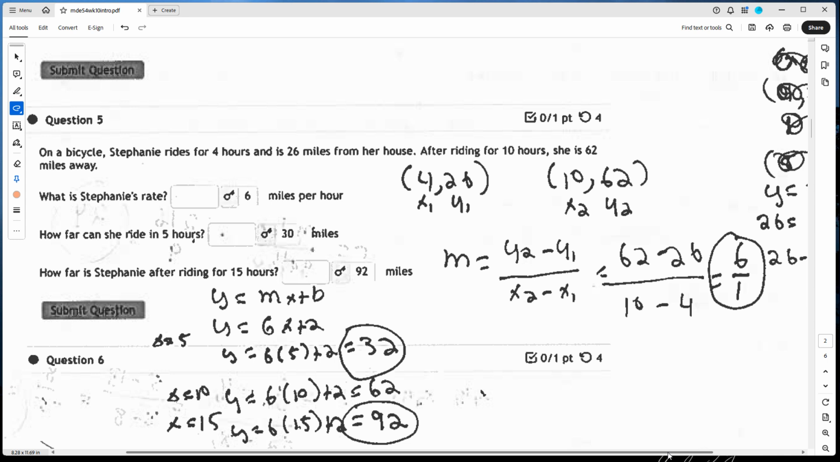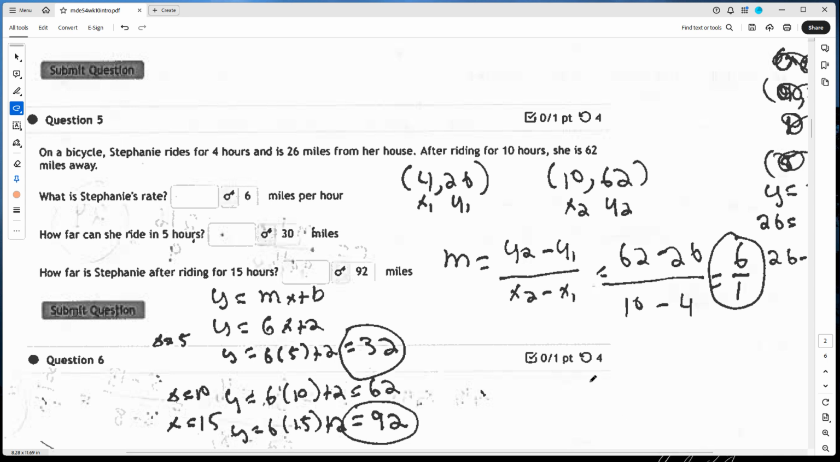On a bicycle, question 5. Stephanie rides for 4 hours and is 26 miles from her house. After riding 10 hours, she is 62 miles away. What is her rate in terms of miles per hour? How far can she ride in 5 hours? How far is Stephanie riding for 15 hours?